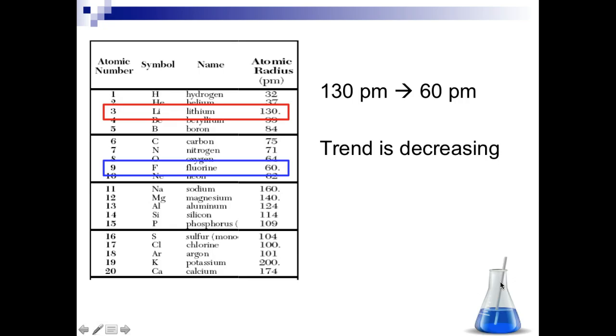And let's look at those values in the table. So this is a snapshot of the table. Lithium right here is 130 picometers, and fluorine here is 60 picometers. So you're going from 130 picometers directly across the period to 60 picometers, so that trend is decreasing. Very easy for us to see this just by looking at the table.